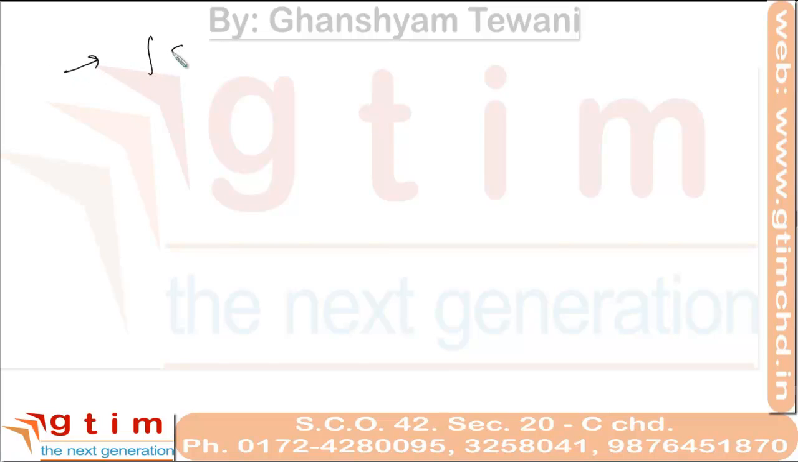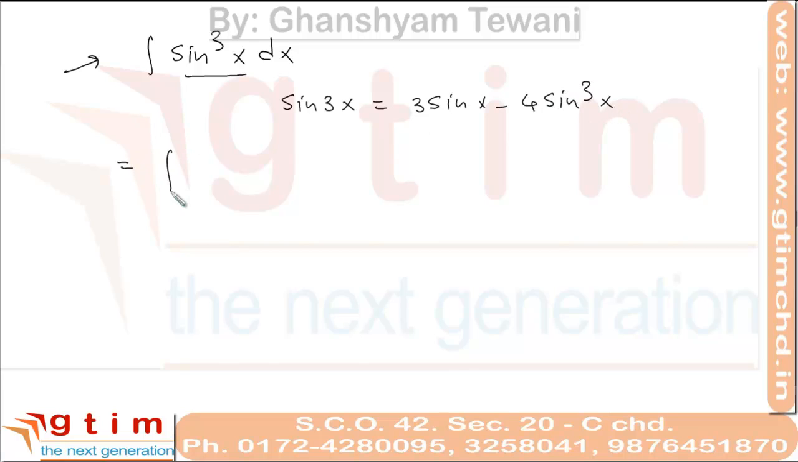Integrate sine cube x. Okay, now which formula involves sine cube x in trigonometry? That is what? Sine 3x. Sine 3x is equal to 3 sine x minus 4 sine cube x. Then we can write sine cube x as 3 sine x minus sine 3x upon 4.